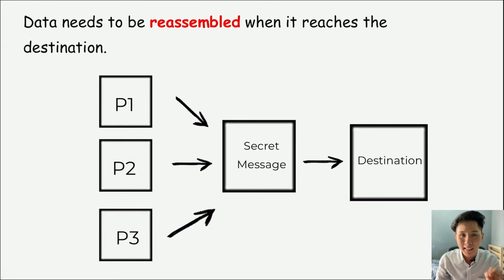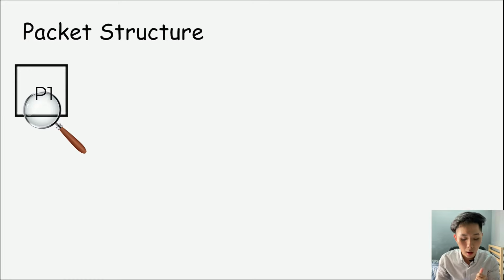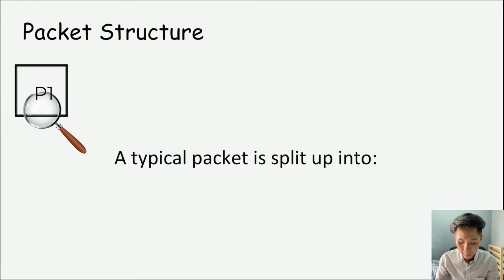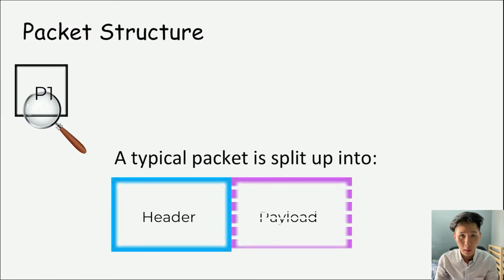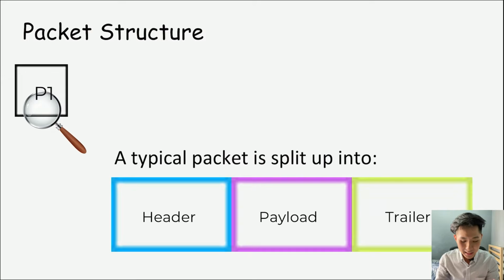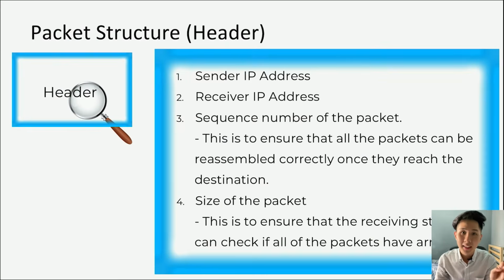Let's first examine the structure of the packet. A packet is basically split up into three parts: the header, the payload, and the trailer. Let us examine the header of the packet. It contains mainly four items. The first one is the sender IP address and also the receiver IP address. Storing this information allows the packets to know where they should go.